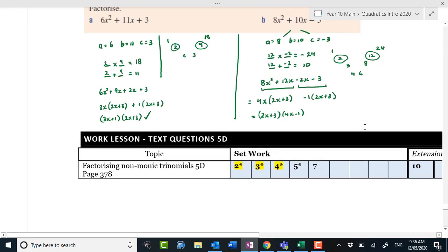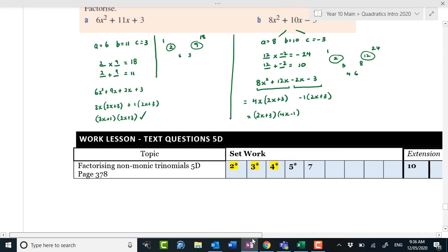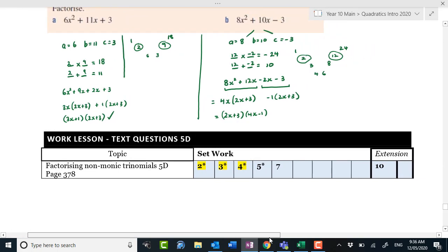Okay, so definitely need to practice these once you get the hang of it. We've been through about 4 or 5 of them. What I'd like you to do now is to please turn to page 378, try your questions from 5D, and make sure you start from the beginning and work your way through. Please just stick with these. Do questions 2, 3, and 4, and see if you can get through as much of that in the rest of this lesson. All right, thanks everyone.